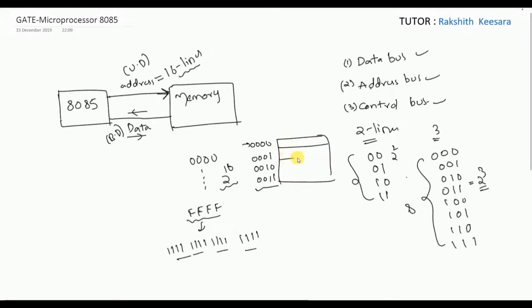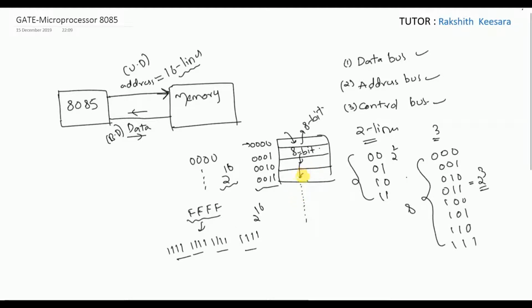So at each address data will be stored. The address is of 16-bit, but the data stored inside the address is of 8-bit. So it has 2 power 16 addresses, but at each address some data is stored. The data is of 8-bit. Similarly, here also 8-bit data is stored. Here also 8-bit data is stored. So up to 2 power 16 addresses, at each address 8 bits of data is stored.